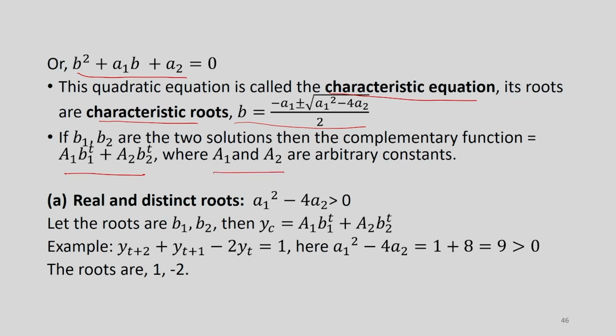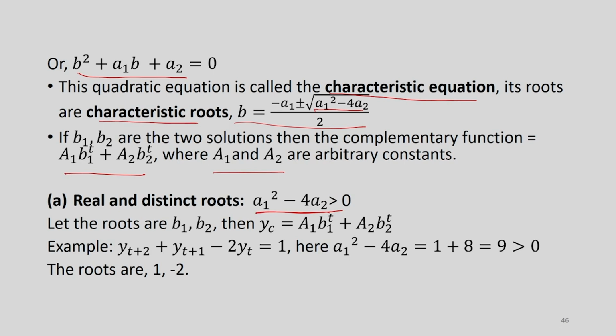Okay. So, this is the general case, but as we know, there could be 3 possible sub cases from here. One is where the roots are real and distinct, where the expression within the square root, that is a1 square minus 4 a2, is positive, which gives me real and distinct roots. So, let us explore this possibility: a1 square minus 4 a2 is greater than 0.